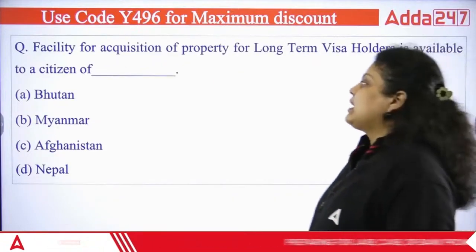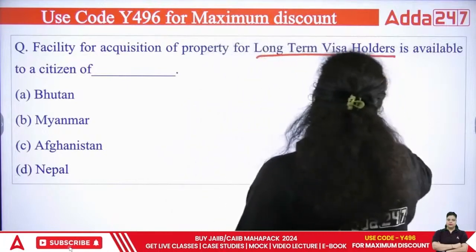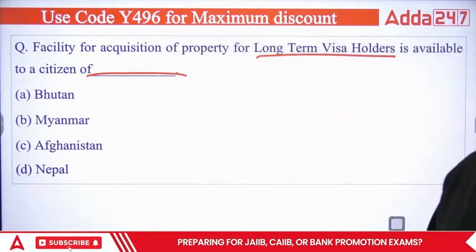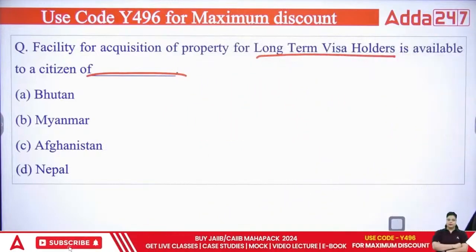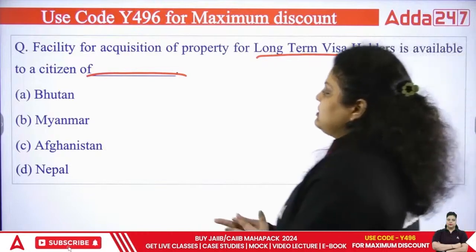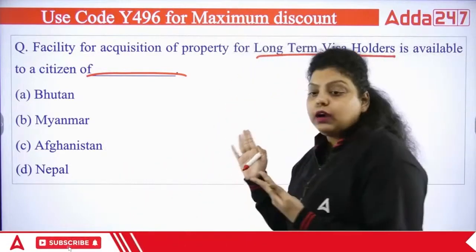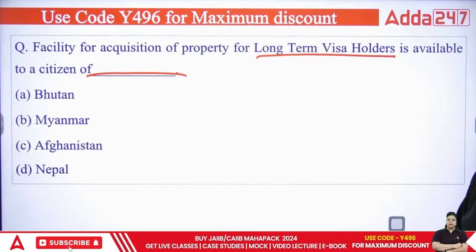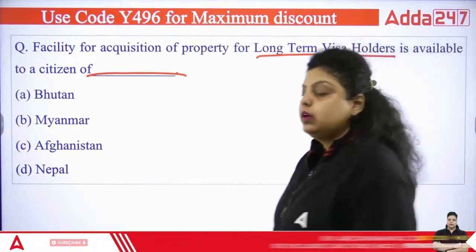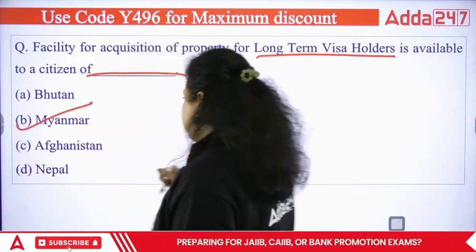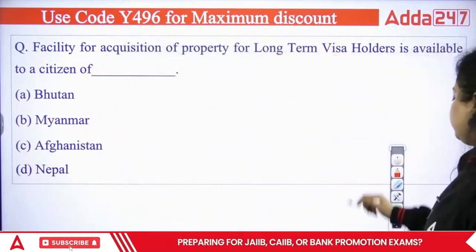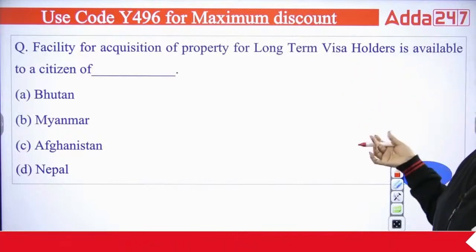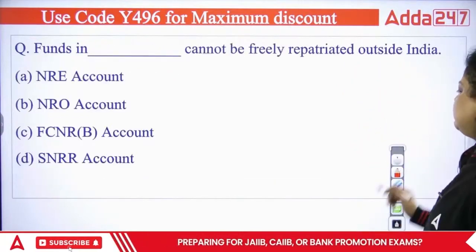Now, the facility for acquisition of property for long-term visa holders is available to a citizen of which country? Is it Bhutan, Myanmar, Afghanistan or Nepal? The facility for acquisition of property for long-term visa holders is available to the citizen of which country? To the citizen of Myanmar. It means option B, the right answer is B. Do remember these kinds of transactions, like which country is allowed for what particular transaction and which country is not allowed for what transaction. These kinds of questions have been seen in the paper.